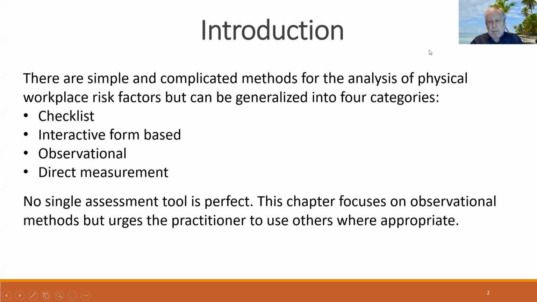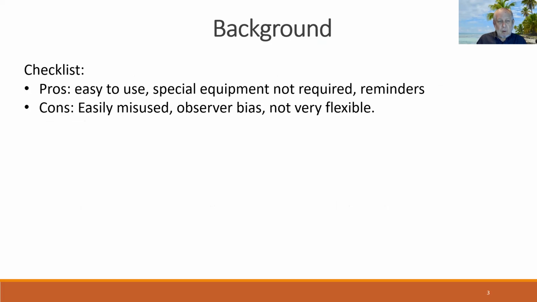There are simple and complicated methods for the analysis of physical workplace risk factors, but they can be generalized into 4 categories: checklist, interactive form-based, observational, and direct measurement. No single assessment tool is perfect. We know that. This whole chapter 14 focuses on the observational methods, but urges the practitioner to use other methods where appropriate. So you've got to have the method that's going to fit what's going on there.